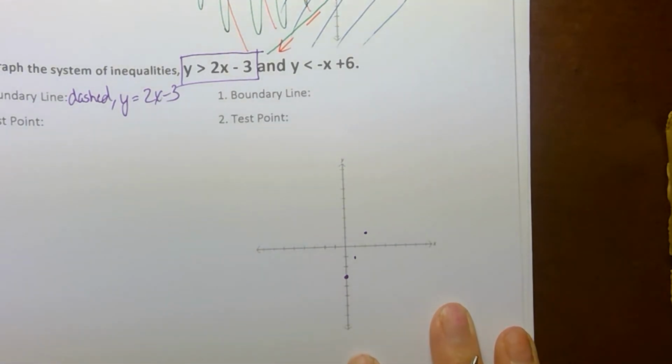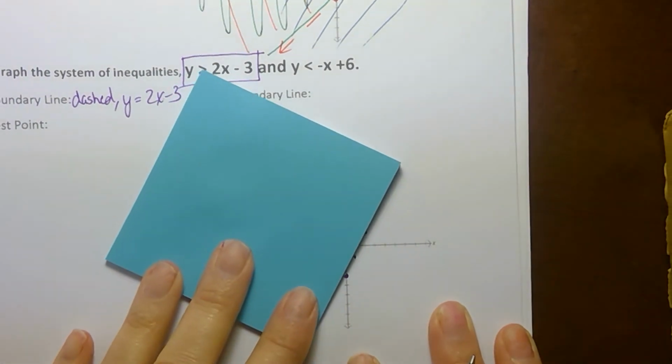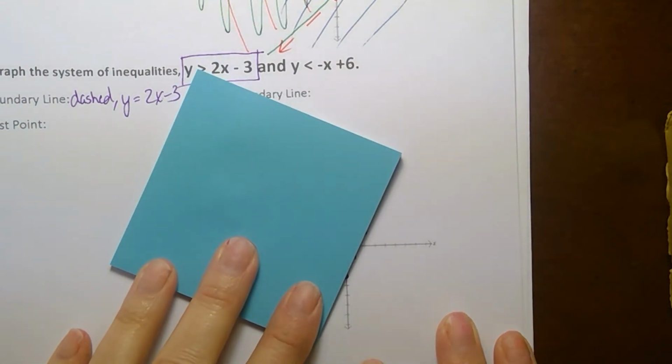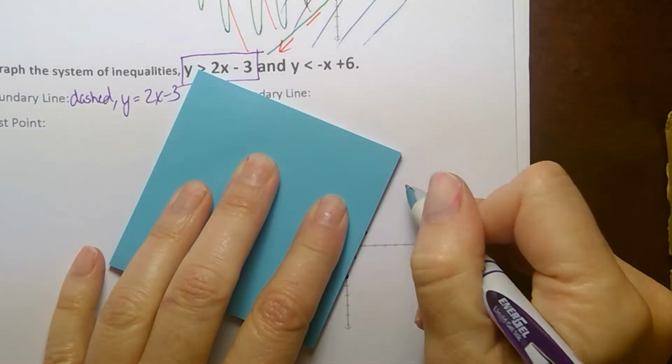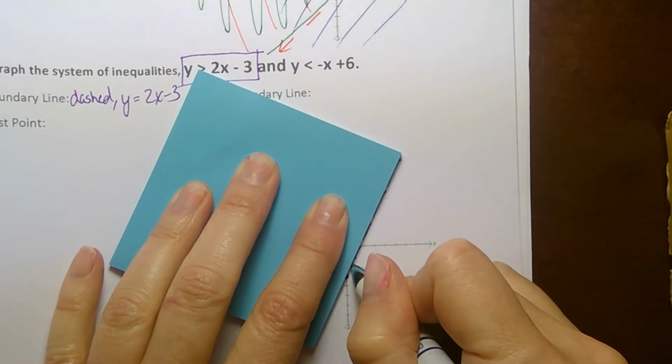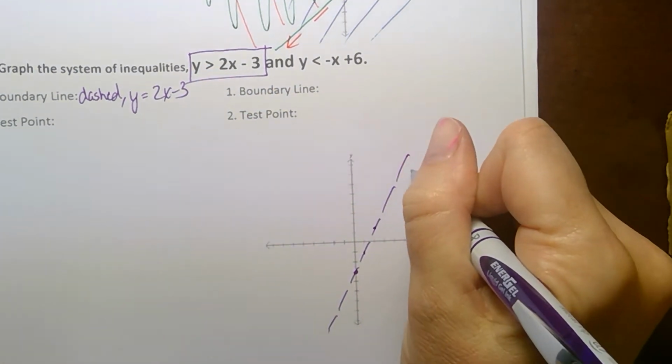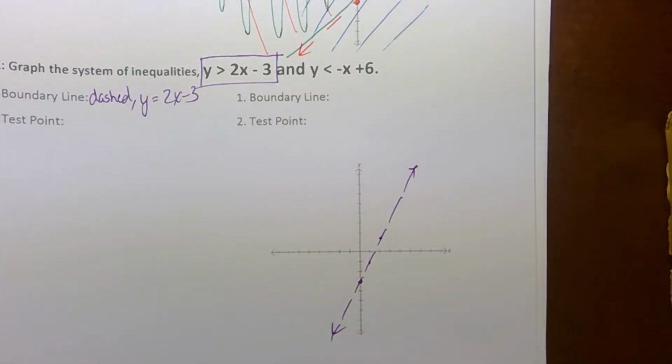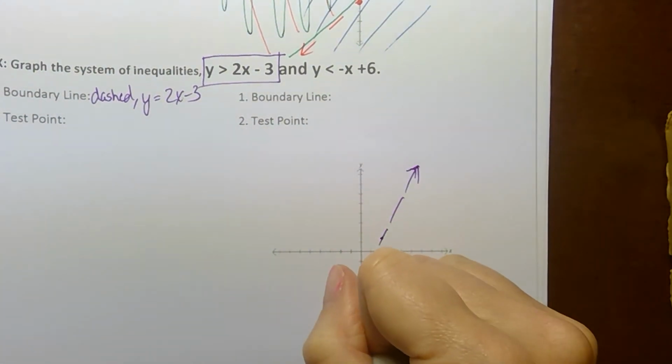Let me see if I can find a little bit smaller straight edge. There we go. And this line is dashed. Try to remember which one's solid, which ones are dashed. This line is a dashed or a dotted line. So there is that boundary.